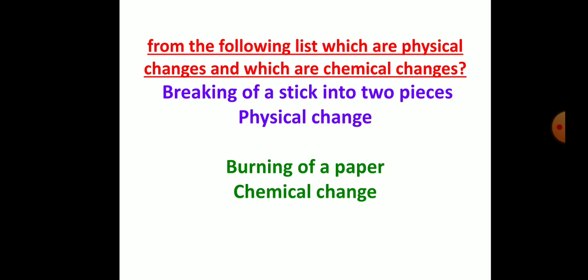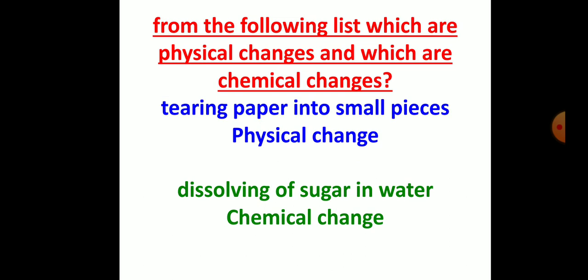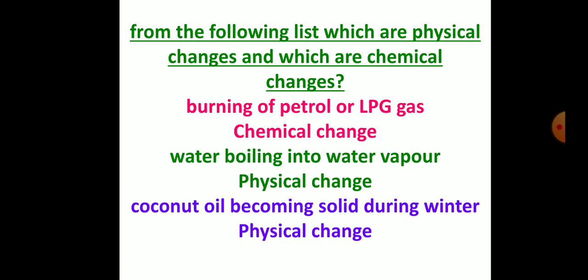From the following list, which are physical changes and which are chemical changes? Breaking of a stick into two pieces is physical change and burning of a paper is a chemical change. From the following list, which are physical and which are chemical changes? Tearing paper into small pieces is a physical change and dissolving of sugar in water is a chemical change.